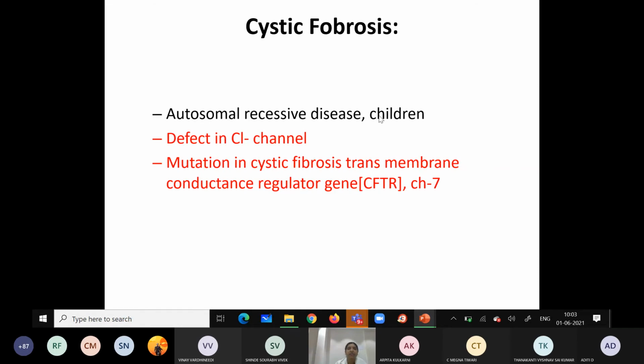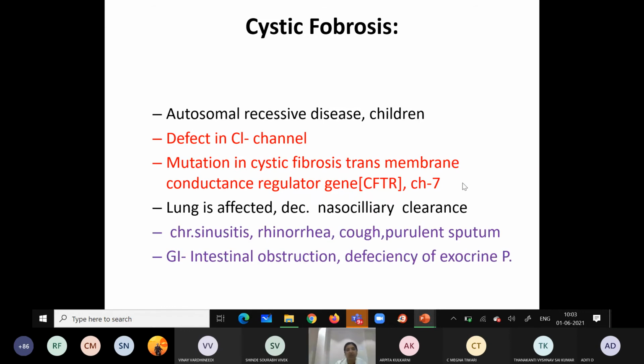This is an autosomal recessive disease, mostly seen in children. The defect is basically in chloride channels. The gene responsible for this, the CFTR, which is present on chromosome number 7, is mutated.